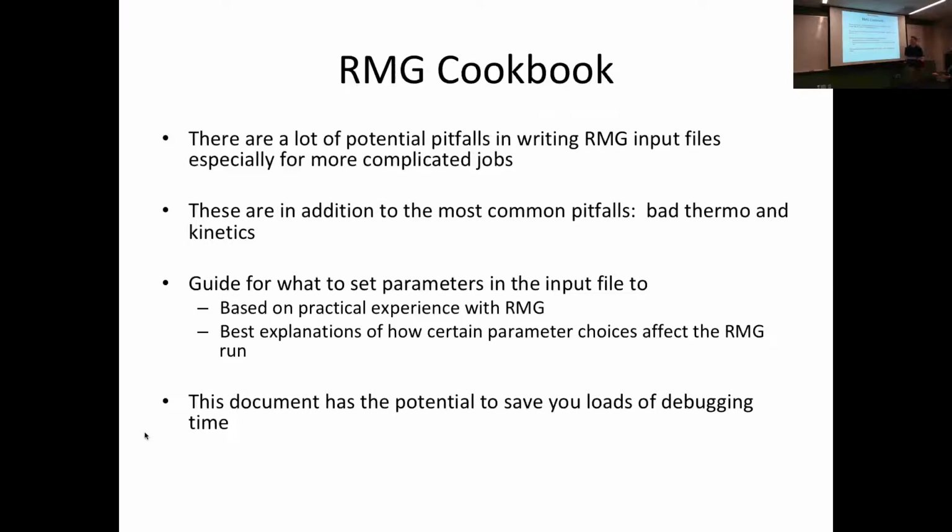So the RMG Cookbook, there's a lot of potential pitfalls dealing with this. I've tried to circumvent as many of them as possible, but RMG can be a bit complicated sometimes. So I'm going to provide you with essentially 8 pages of information that we've accumulated on running RMG and what sorts of problems can occur when you do certain things in RMG. In general, it has a guide for what you should set RMG parameters to and how you should select them, based on practical experience, and some of the better explanations of things that happen. This has a lot of potential to save you debugging time, so you should take a look at it before you run your first big real job.